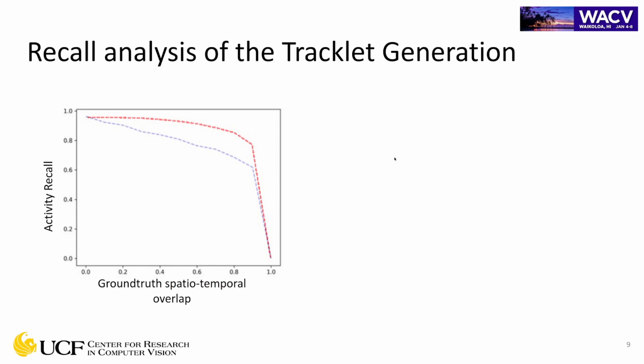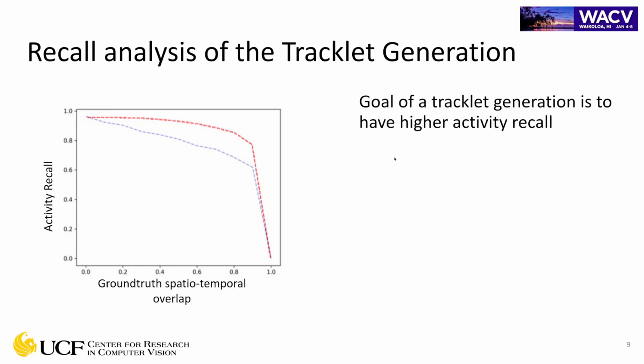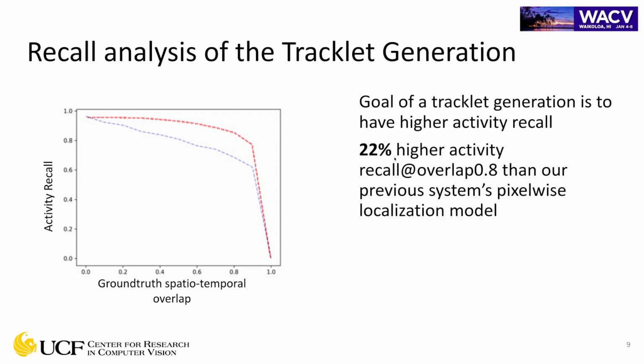Here we have a comparison of the GabriellaV2 and the original Gabriella localization systems. The goal of the tracklet generation is to have high activity recall. The orange line gives the V2 performance while the gray gives the original performance. When using a ground truth overlap threshold of 0.8, we achieve a 22% higher recall.